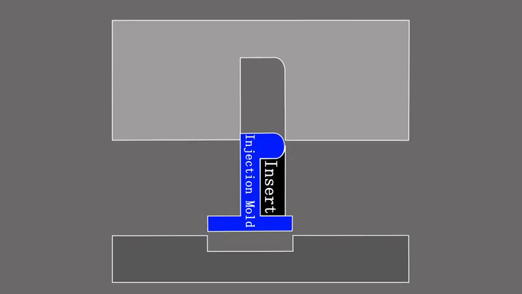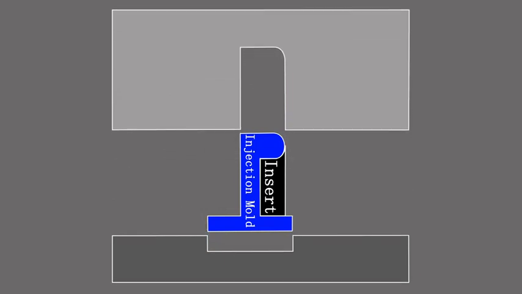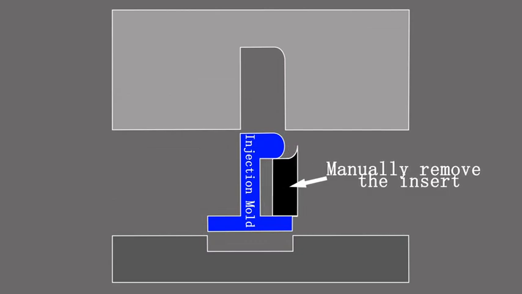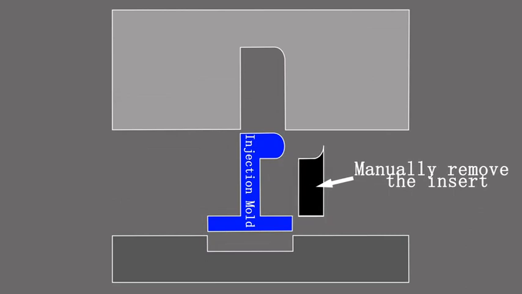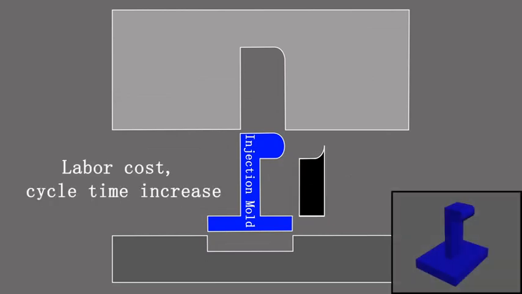The hand-loaded core is an alternative method to a lifter or slider. Instead of lifting or sliding the interlocking features of the core, it is turned into a removable part or an insert. After the product is ejected, the insert is removed manually. Since the insert has to be manually put into the injection mold and removed after injection, this method increases the labor cost and injection molding cycle time.